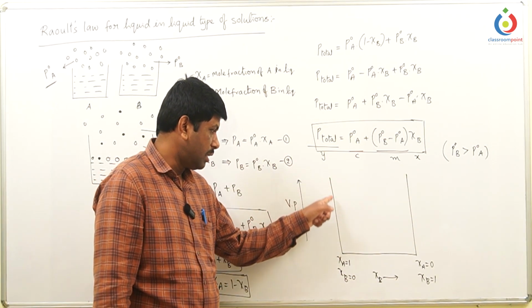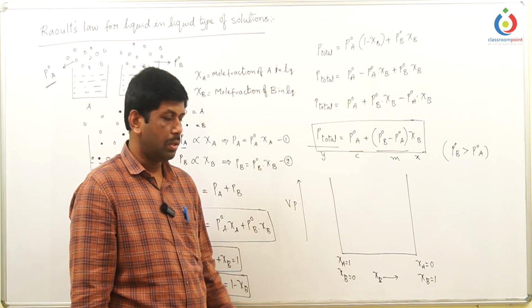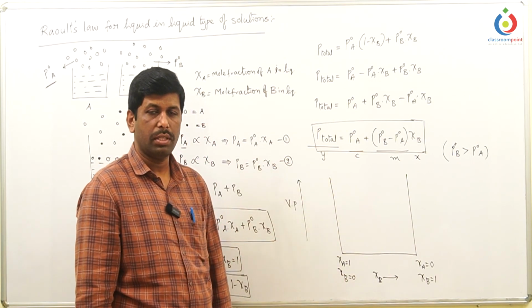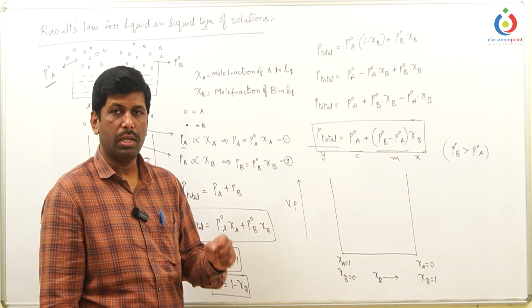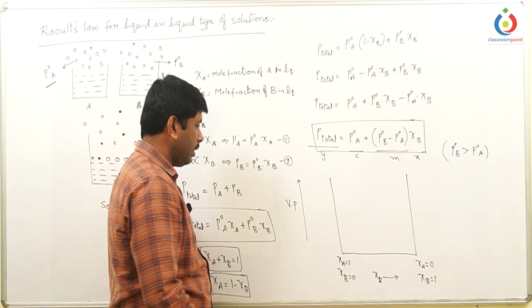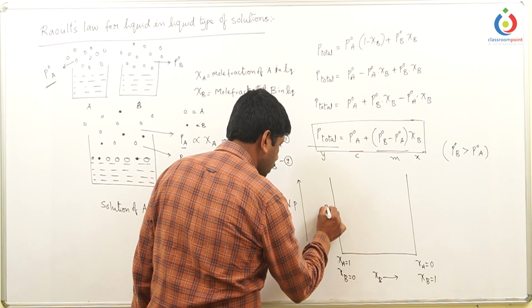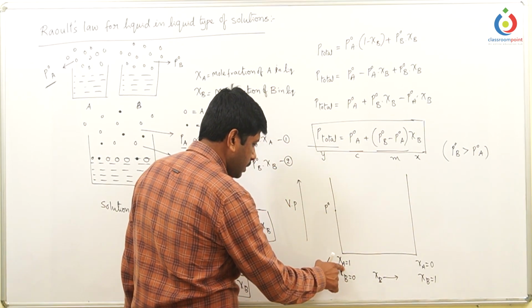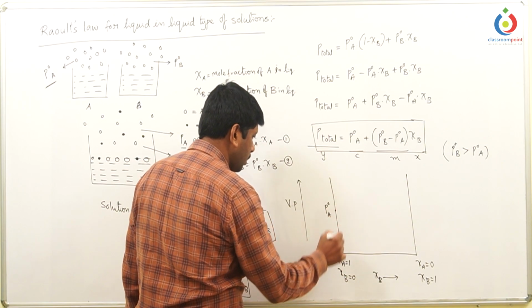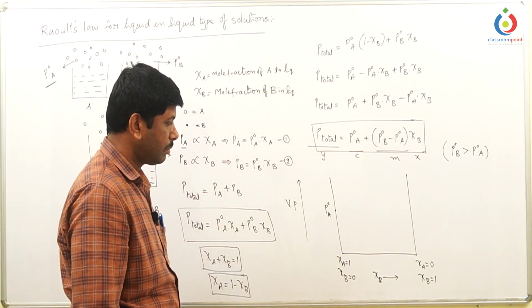Then on this line we cannot call this a solution, we have to call it a solvent. So solvent means we have to represent its vapor pressure with the P naught. Which compound is present? A is present, so we can call this one P naught A.